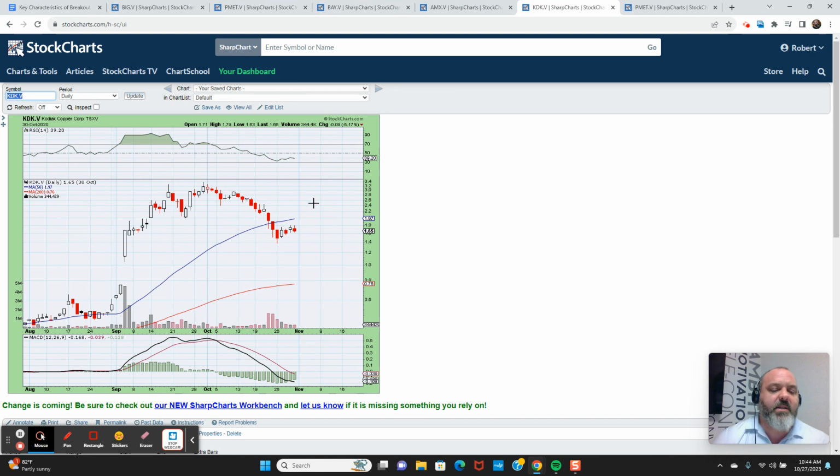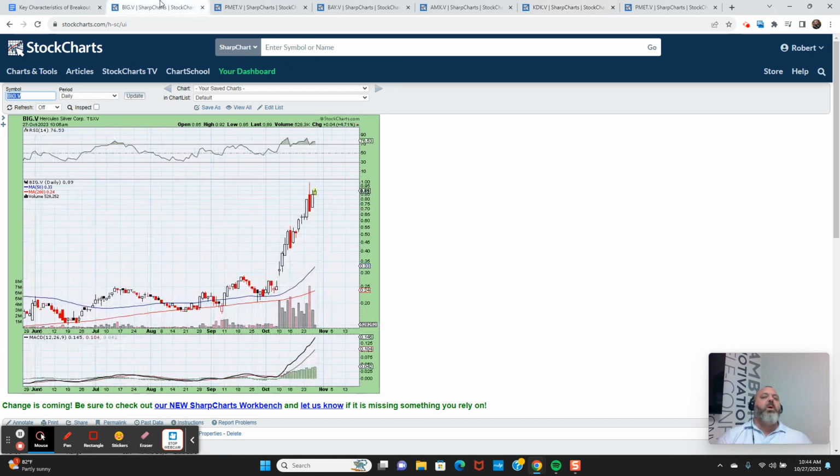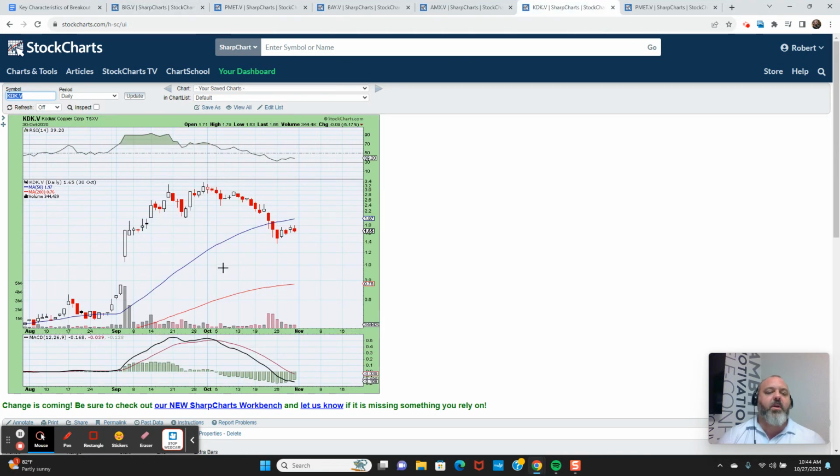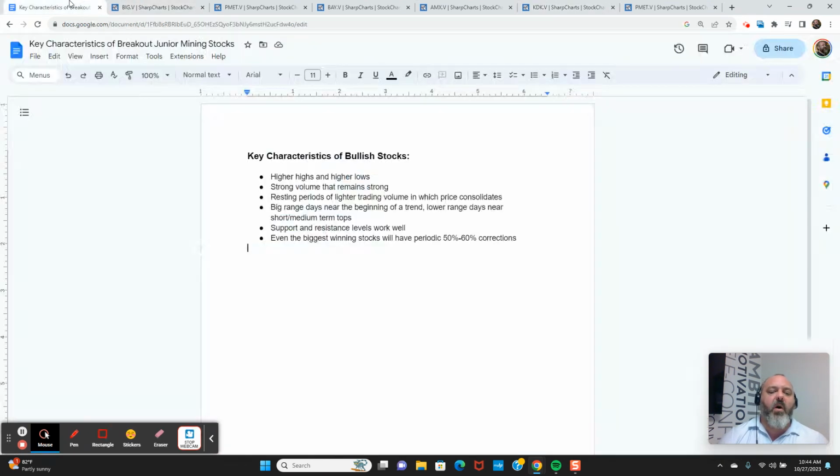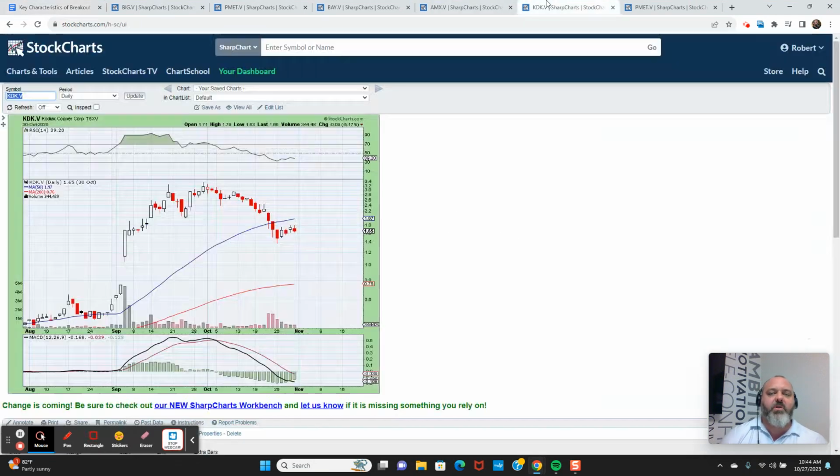Then a lot of that has to do with the share structure. With Hercules Silver, there's a lot more shares outstanding than there were in Kodiak Copper back in September 2020. So you have to also put the trading volume into context with the company's share structure. Do a little math. What's the average daily trading volume, let's say, over the last couple of weeks?